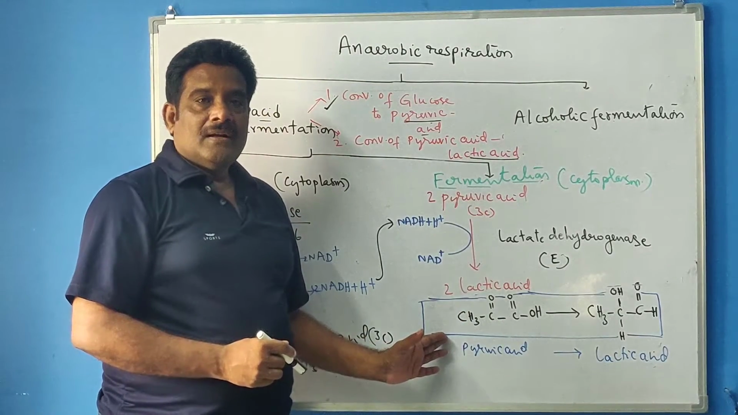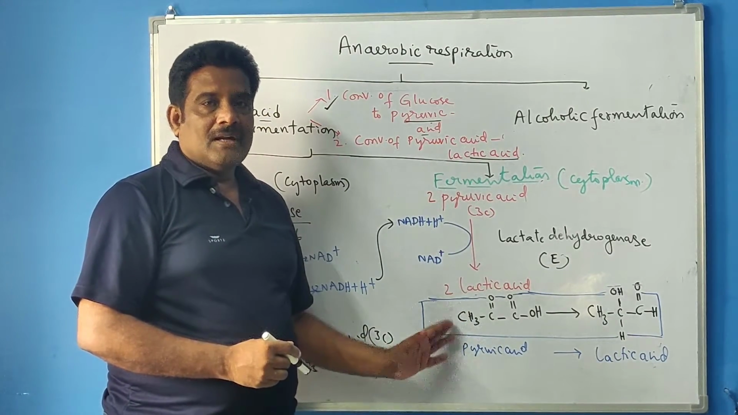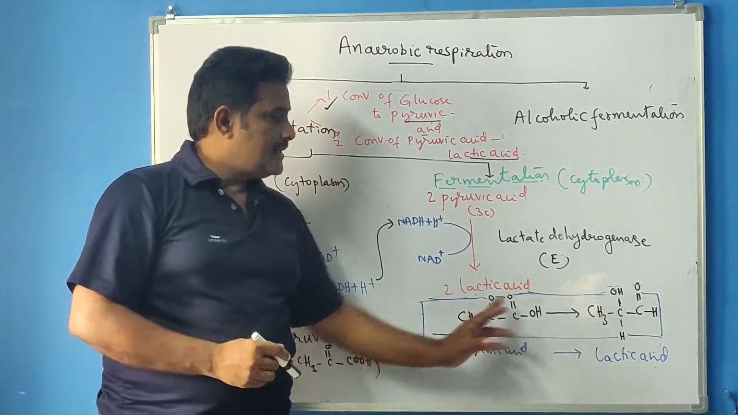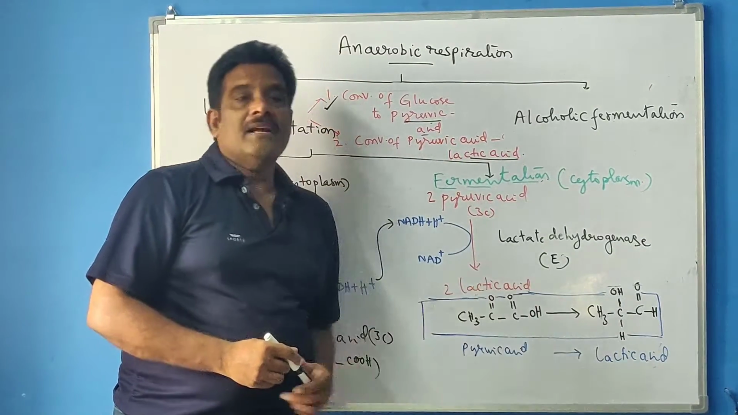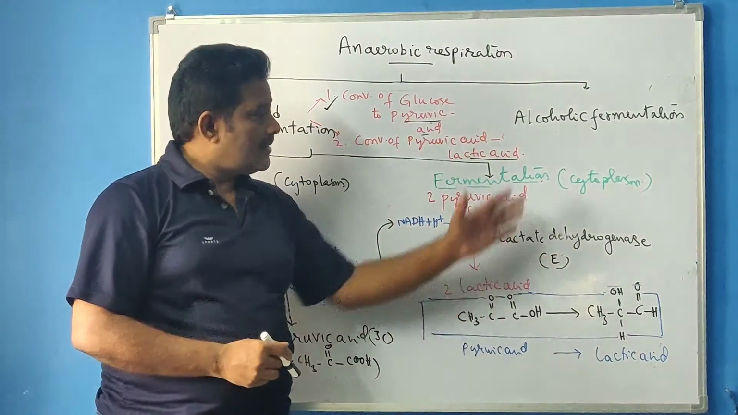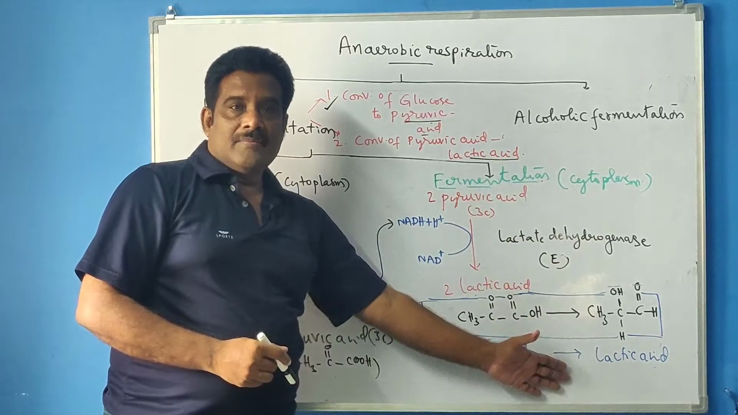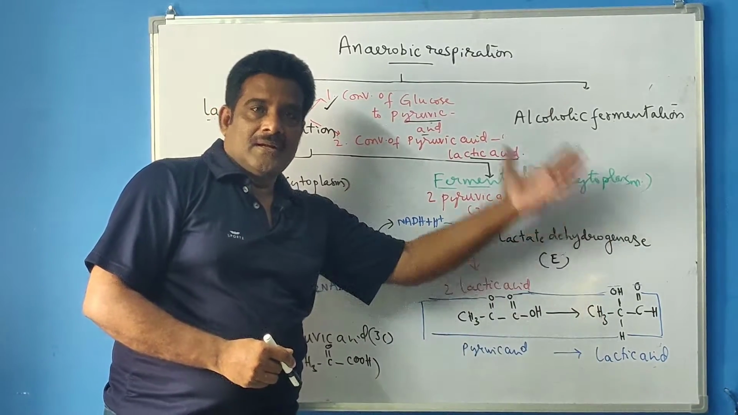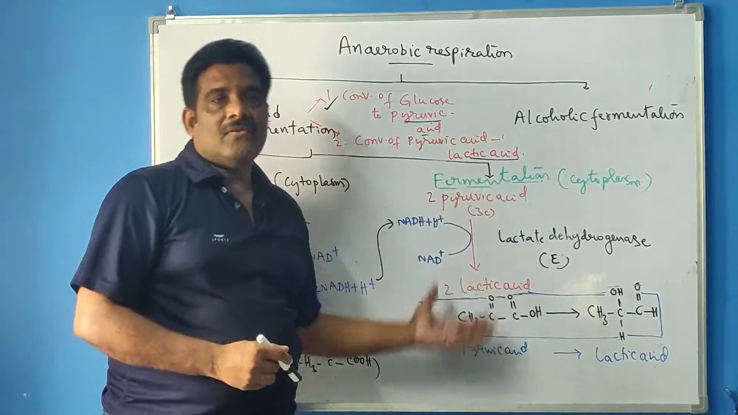Here I gave one formula, the conversion of pyruvic acid to lactic acid. The pyruvic acid is reduced to lactic acid. So this is the process happening. But one point you have to remember, there is no release of ATP here, and NADH molecules are not produced here. This occurs entirely in the absence of oxygen.